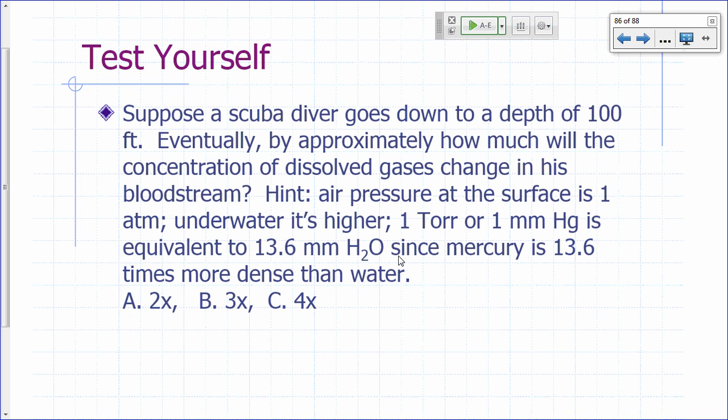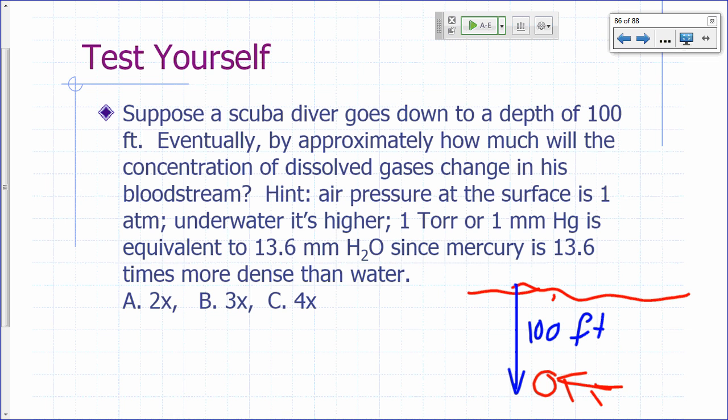Here's another example. Suppose a scuba diver goes down to a depth of 100 feet. Okay, so here's your ocean, and your scuba diver's down here, 100 feet below. Approximately how much will the concentration of dissolved gases change in his bloodstream? Air pressure at the surface is 1 atmosphere, right? So what happens when you go underwater? You subject yourself to an additional pressure, right? So what's the pressure due to a column of water?